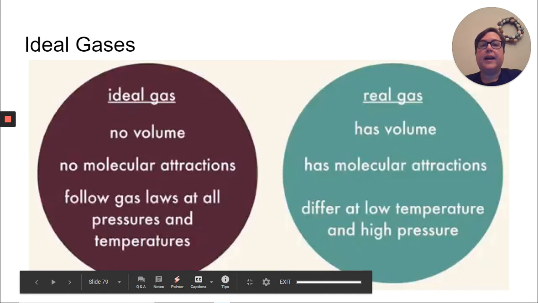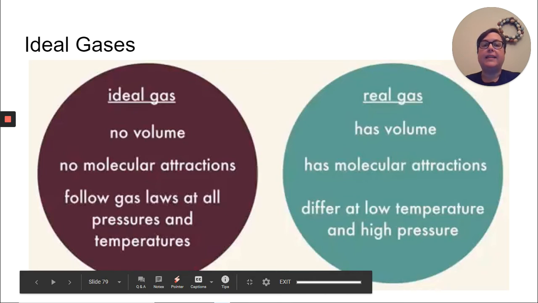So when we talk about gases, we talk about them being ideal gases. An ideal gas has no volume, which means the molecule itself is not taking up space compared to the space between the molecules. Now, in a real gas, we know that they really do have a volume, that particle itself is taking up space. Ideal gases do not have intermolecular forces, so they're not attracted to each other and they're not repelled by each other.